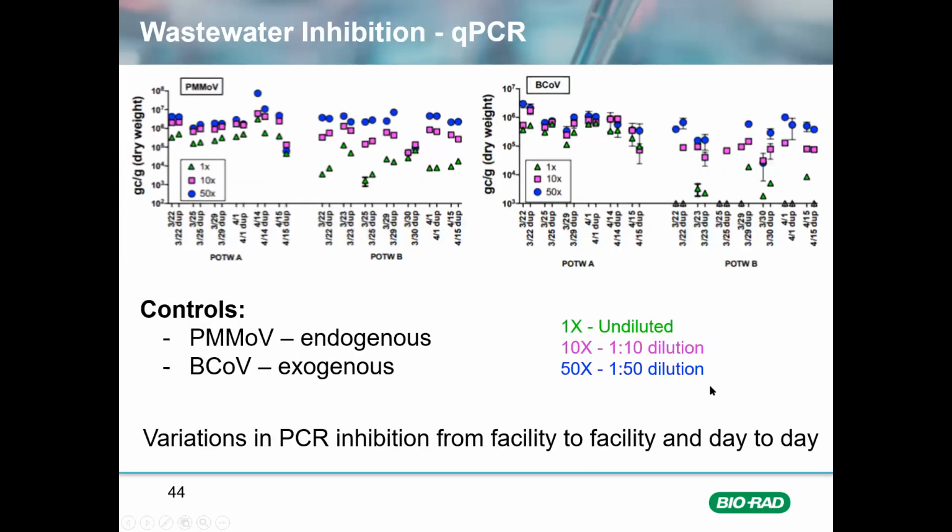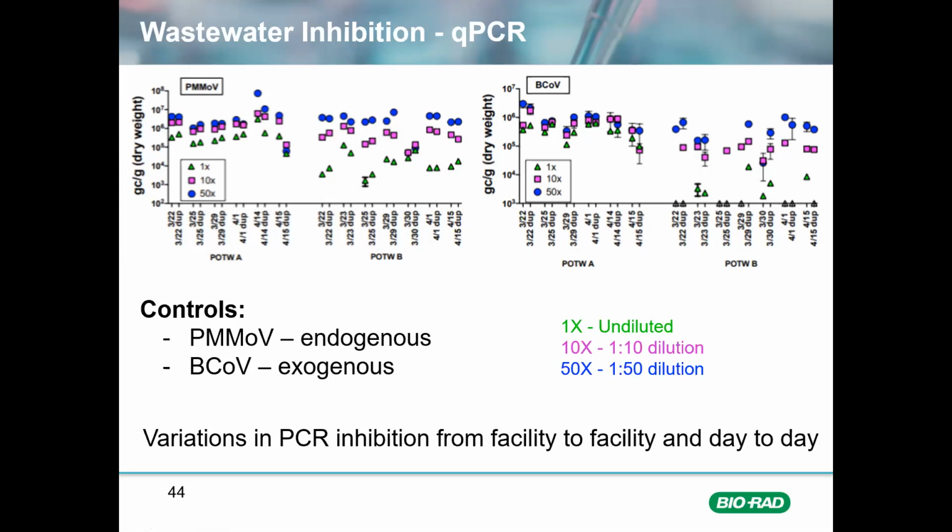Now, talking about qPCR, they did look at 2 controls, being an endogenous control, PMMoV, as well as an exogenous control, which is a bovine coronavirus that's being spiked into the samples, looking at undiluted, a 1 to 10, and a 1 to 50 dilution. And they identified that not only do they see varying inhibition by qPCR between two different facilities, facility A and facility B, but also from day to day, all the way up to about a 1 to 50-fold dilution, which, remember, we're working down near the limit of detection.